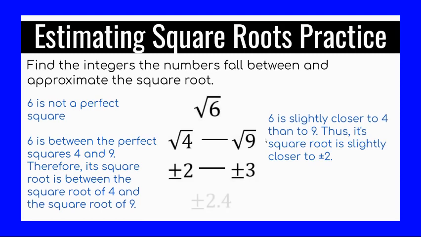If I type that into the calculator, I see that the answer to the square root of 6 is about 2.4, so it's slightly closer to 2. You can also reason that through in that the number 6 is a little bit closer to 4 than it is to 9, because 6 is only 2 numbers away from 4, but it's 3 numbers away from 9. So our answer should be closer to the square root of 4, which is 2. If I was asking you to estimate, I'm asking you which 2 integers this is between, so your answers would be plus or minus 2 and plus or minus 3.